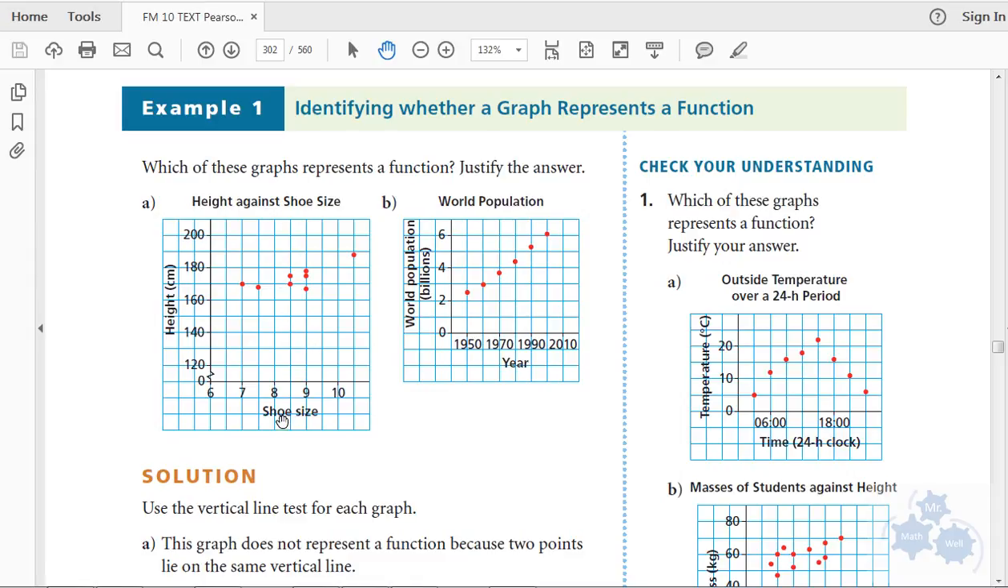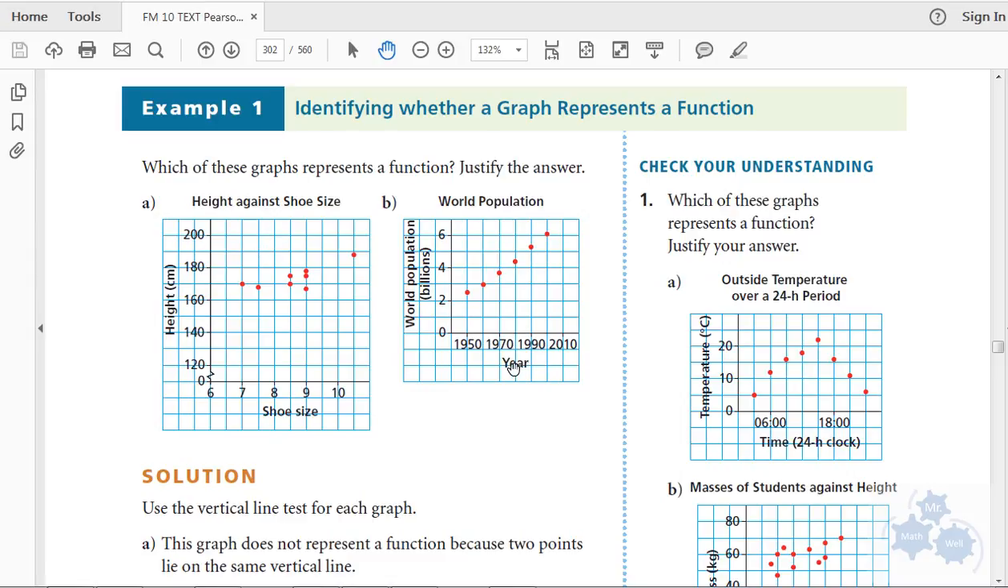So the relationship between shoe size and height is not a function. Why? Because two people of different heights could have the same shoe size. Someone with size 9 could be this height, but they also could very well be another height. Like someone else could have the same shoe size, but a different height. Totally makes sense, and that is the case here.